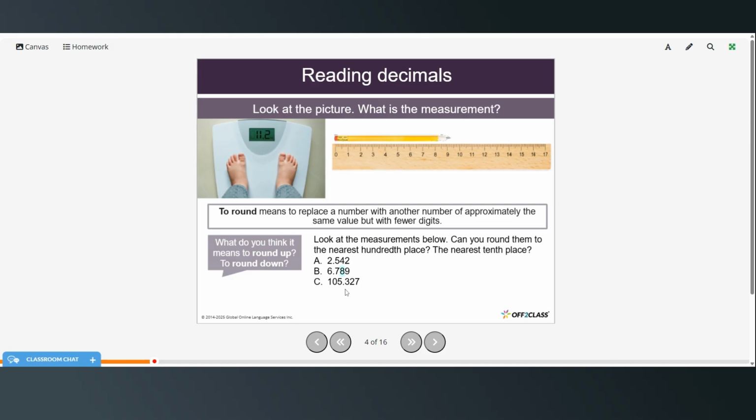And 105.327 to the hundredths place would be 105.33, so we'd round up because of the 7 here. And to the tenths place, it would be 105.3 because the 27 we would round down.